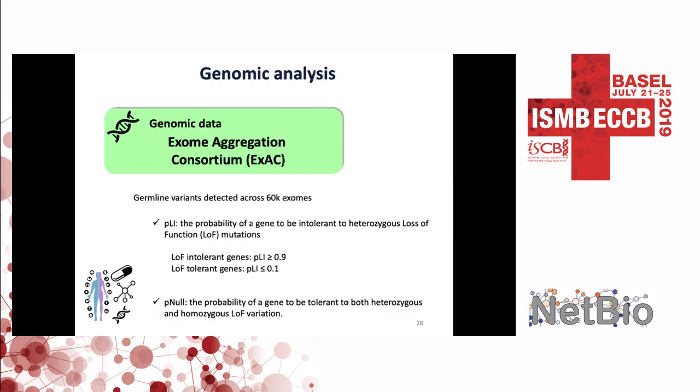So for the genomic analysis, we used, again, data from the ExAC consortium, but in this case, we used a gene constraint metric that they provide, that is the pLI, the probability of a gene to be intolerant to loss of function mutations. And in fact, they indicate that these genes with a pLI larger or equal to 0.9 are intolerant, and the other range are more tolerant genes. We also used p-null, another constraint measure, but we will focus only on the pLI.